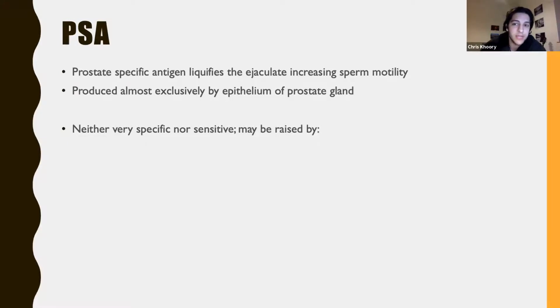So other than prostate cancer, does anyone want to shout out or put in the chat any reasons that PSA might be raised? Someone says cycling. Yep, cycling can increase PSA. PR examination. Yeah.